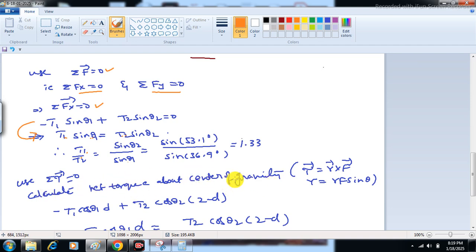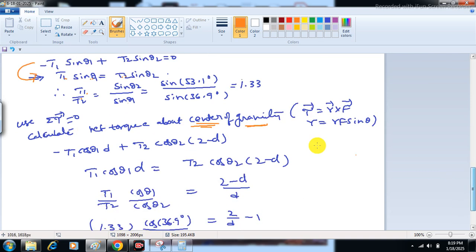Calculate the net torque about center of gravity. We can use any reference point, left hand or right hand or center of gravity, but for simple calculation we have to use center of gravity. We know what is torque? Tau bar equal to r bar cross f bar. R is the distance from reference point to line of action of force. Magnitude of torque equal to r f sin theta. What is theta? Angle between r bar and f bar.